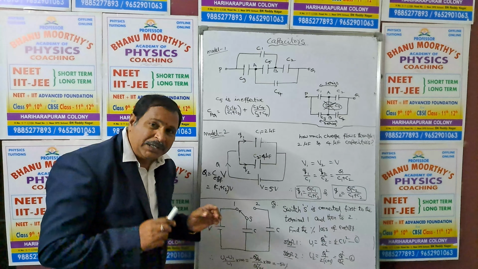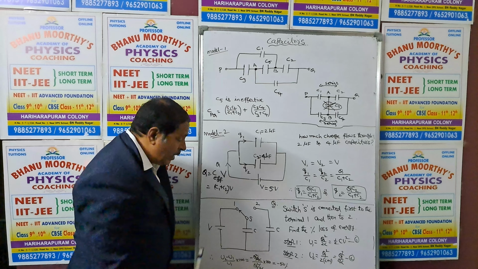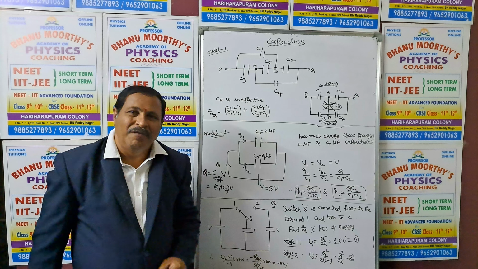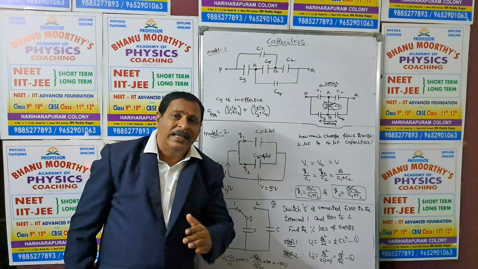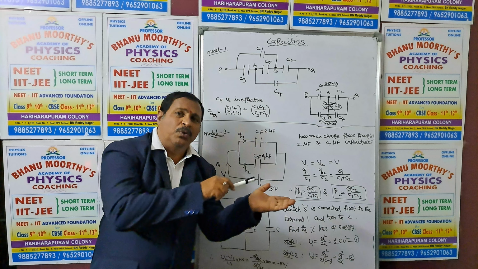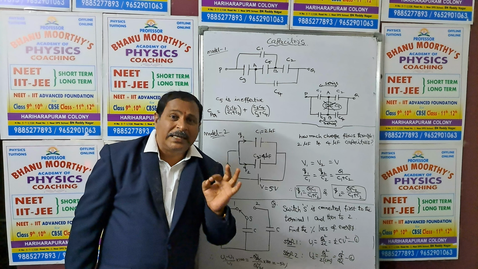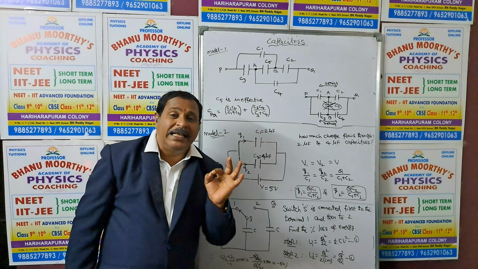First, the switch is connected to terminal 1. After some time, it is detached from terminal 1 and connected to terminal 2. This is the question. Question is, what is the percentage loss of energy? If you do like this, detached here and connected here, then some percentage of energy will be lost. How much percentage of energy will be lost?